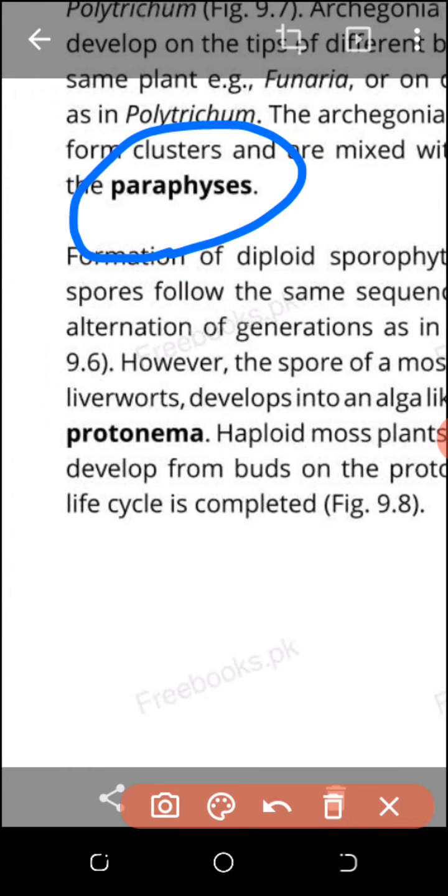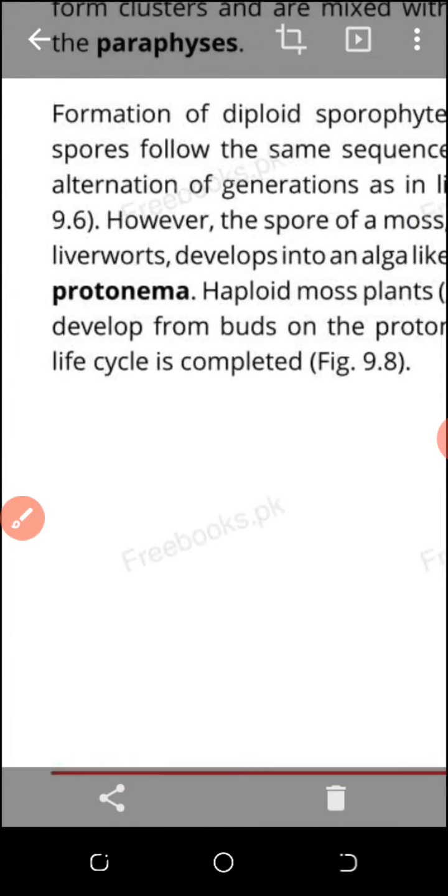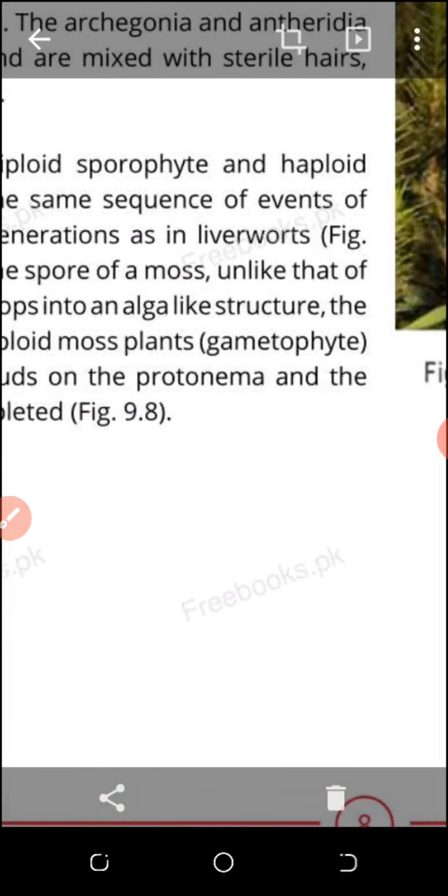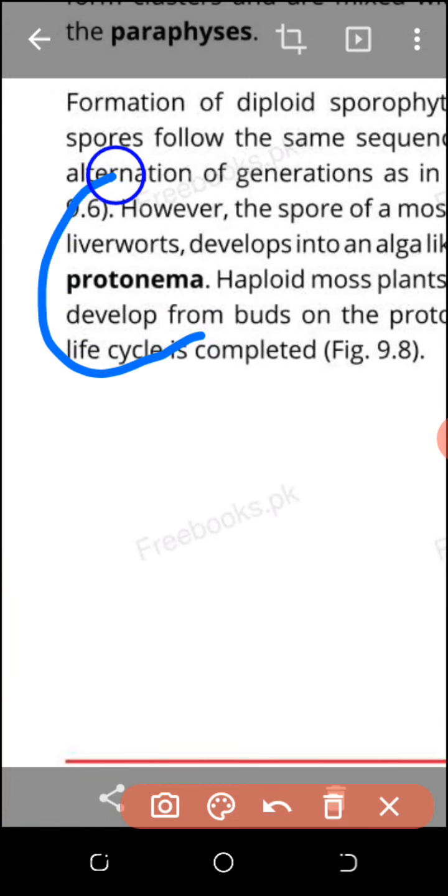So this is the one difference in this group, Bryopsida. Funaria and Bryopsida have further modification. This is the genuine group of the Bryophyta with the genuine characters. They will form their spores. Their spores will change into alga-like structures, which means they will be photosynthetic for some time. That alga-like structure is the protonema, and the remaining life cycle will remain the same.